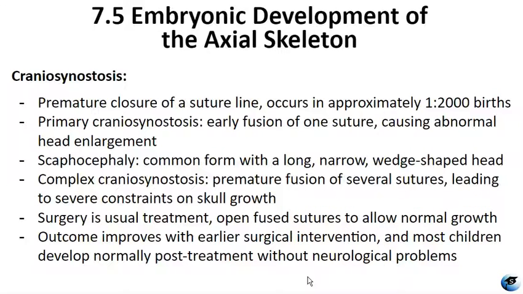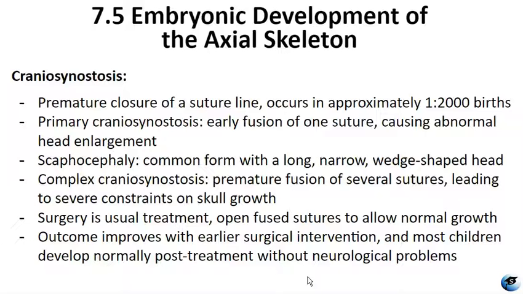Craniosynostosis happens when a suture line in a baby's skull closes too early, affecting skull growth and brain growth as well. This is a pretty rare condition. It occurs in about 1 out of 2,000 births. It's more common in boys. And there are 2 types.